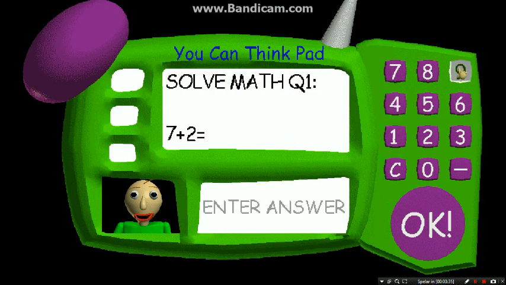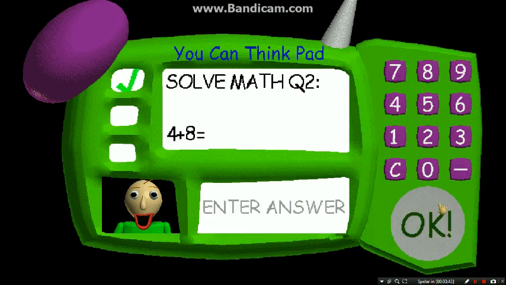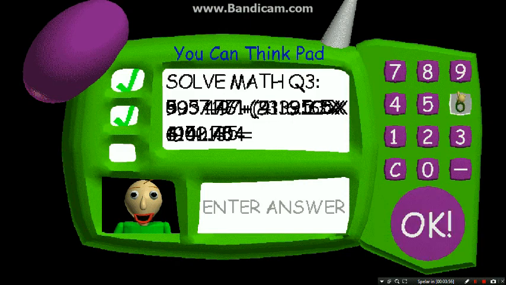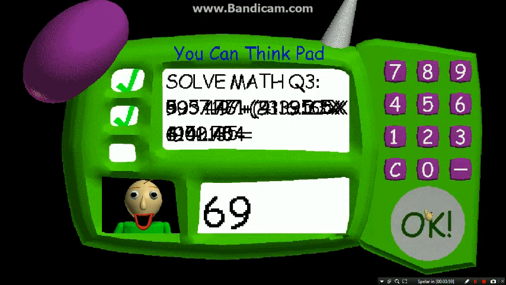Problem 1. 7 plus 2 equals... You're doing fantastic. Problem 2. 4 plus 8 equals... I can't believe it. You're incredible. Problem 3. Plus. Times. Equals.